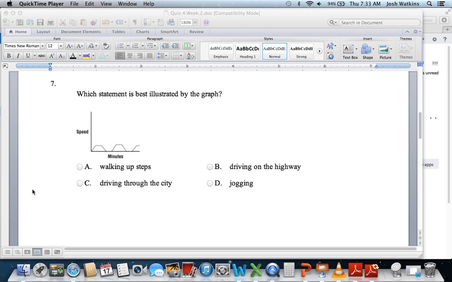Number 7, which statement is best illustrated by the graph? So you have your graph. Does it illustrate walking up steps, driving on the highway, driving through the city, or jogging?